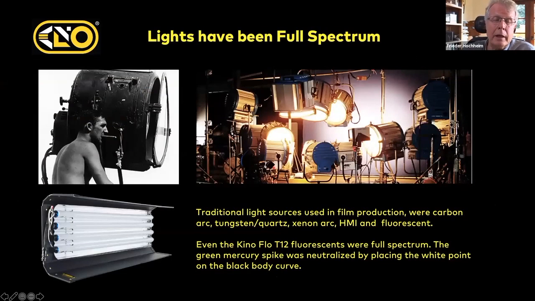At the same time, we're saying, we've always had full spectrum lights. If you look at it historically, a carbon arc, tungsten quartz, xenon arc, HMI, linear fluorescent. When you really look at these sources, they were all full spectrum light. Even the fluorescent, where we said, well, yes, but it has a green spike. It did, but we were able to correct that green by putting the color point on the Planckian. So we were the neutral white. And when you look at that spectrum compared to an LED, the fluorescent spectrum actually has more spectral data in it than an LED spectrum of today.